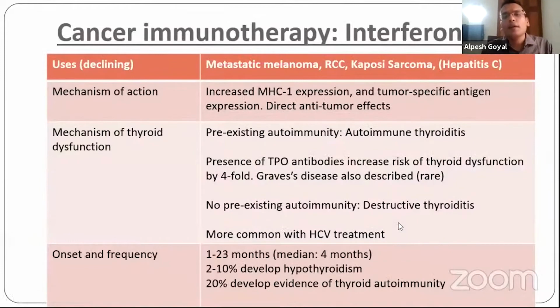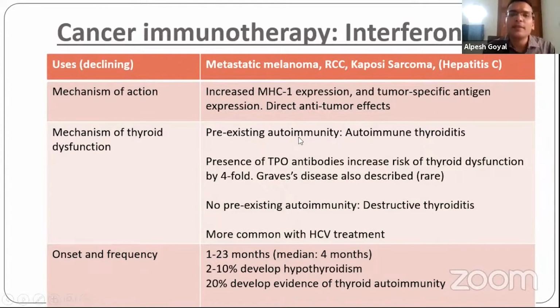Moving on to other immune therapy agents, interferon alpha, the use of which is declining in lieu of better cancer immunotherapy agents. It was mainly used in patients with metastatic melanoma. However, it was also used in non-oncology indications such as hepatitis C. There also, we are seeing better agents being introduced. This agent acts by increasing expression of tumor antigens and MHC1. Also, it has some direct anti-tumor effects.